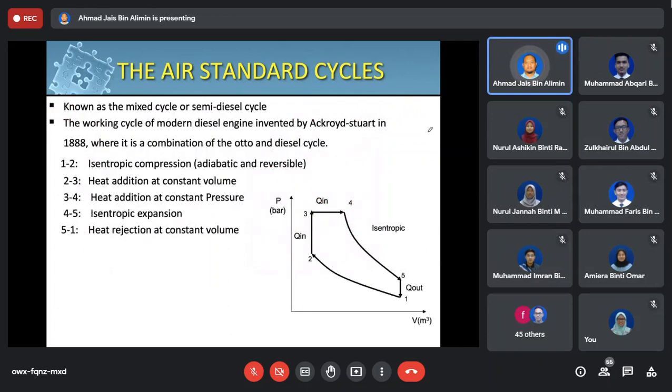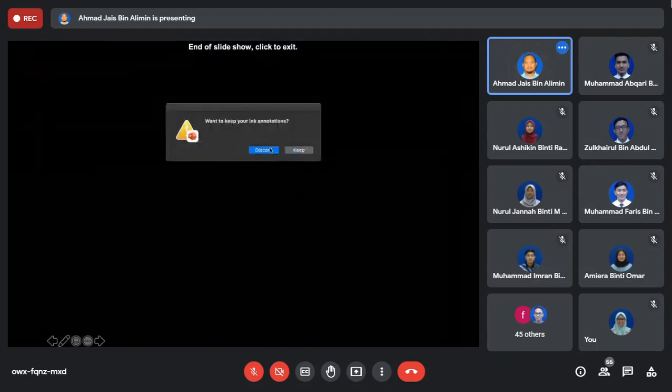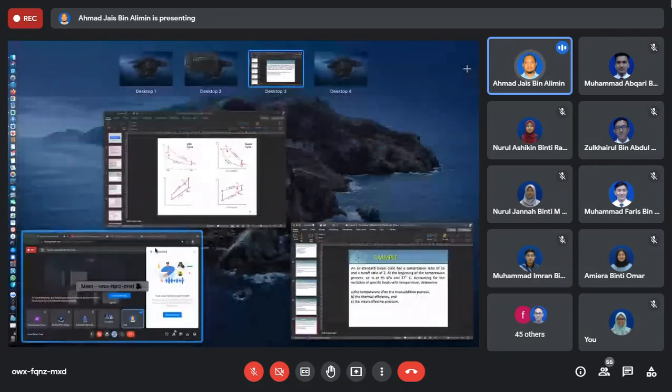Another name for this dual cycle is also called the mixed cycle or semi-diesel cycle. And so the characteristic is you have two stages of a heat addition process. So I think that's it. That's it for the notes.